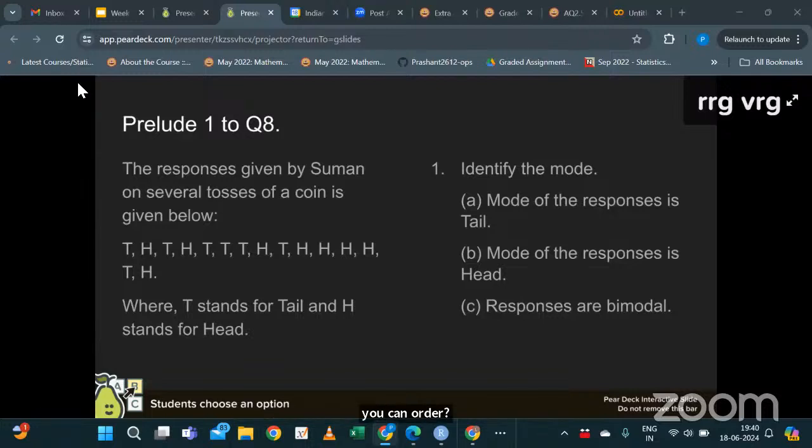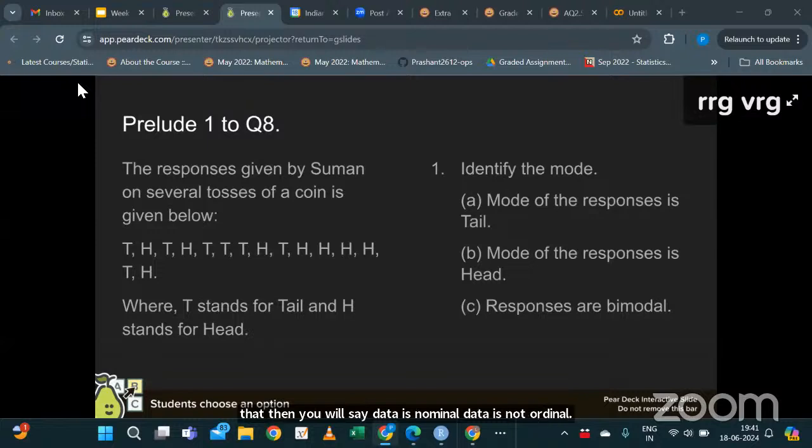Can you tell me, is there any order between tail and head? No, sir. Okay, so here order means you are giving more preference to one as compared to the other, right? You can't say head is greater than tail, right? Yes, sir. So if there is a case like that, then you will say the data is nominal, not ordinal.